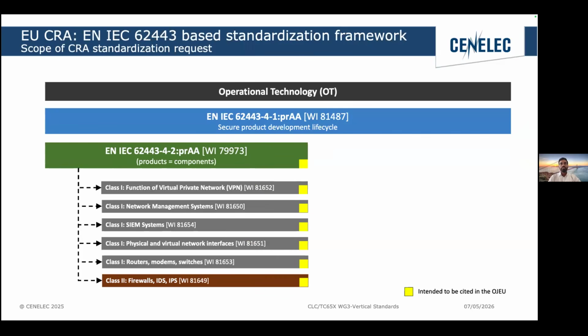And you can see these are the classes of the verticals, and also the work item numbers. Class 1 is for routers, modems, switches, physical interfaces, SIM, network management systems, and VPN, and class 2 is only firewall, IDS, and IPS.